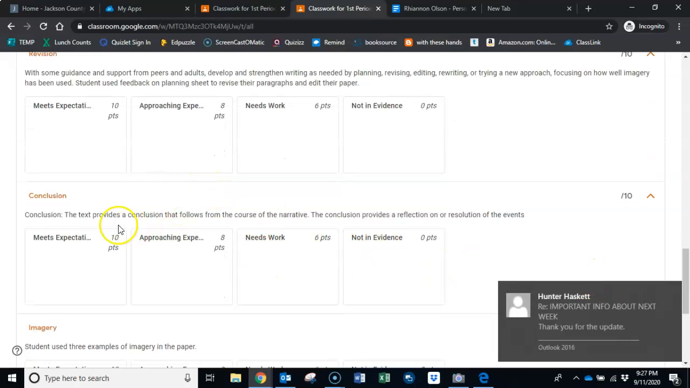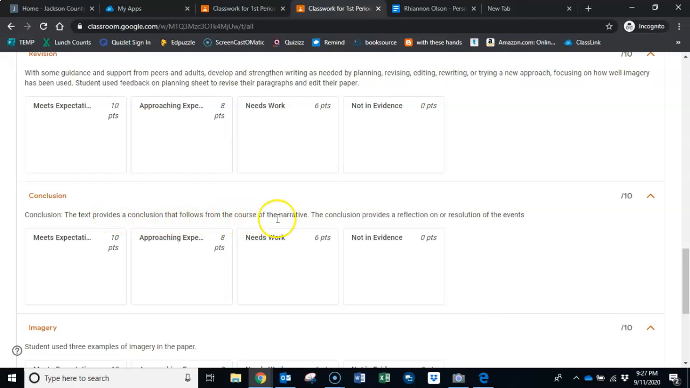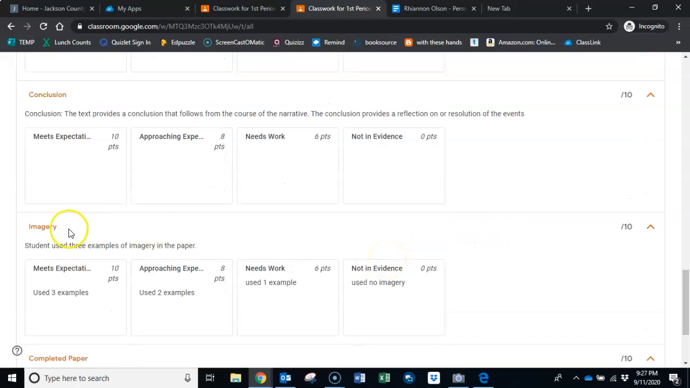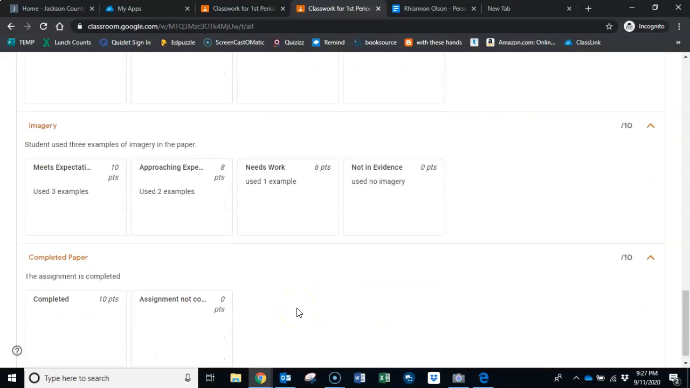Your conclusion provides a conclusion that follows from the course of the narrative. It provides a reflection on or a resolution of the events. I am specifically looking for 3 examples of imagery in this paper. If you have all 3 of them, that's an easy 10 points. You only have 2, that's 8. You only had 1, that's 6. And if you didn't use any, then that's no points. And finally, you get 10 points for giving us a complete paper. If it's not complete, you do not get any points.